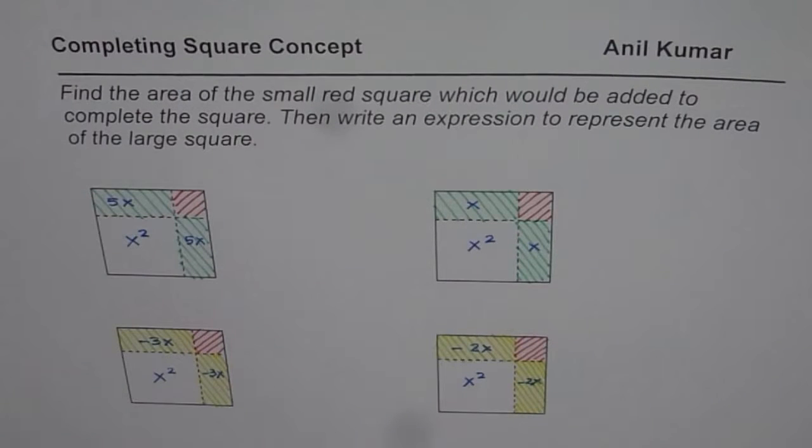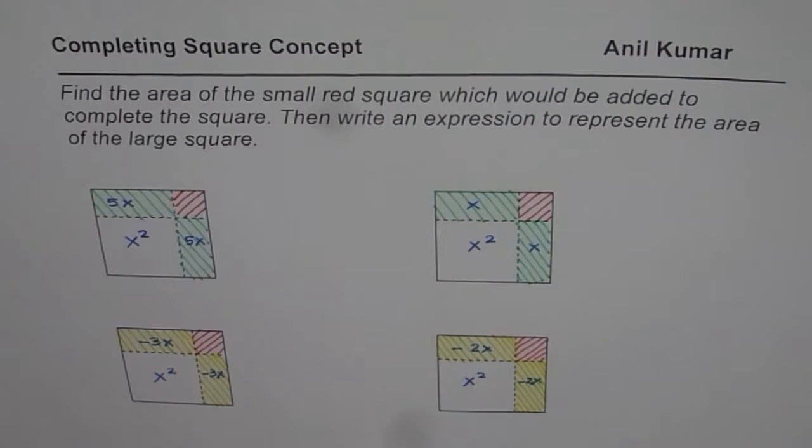I hope that this video is going to help most of my students and subscribers to understand the concept of completing squares. The question here is, find the area of the small red square which would be added to complete the square. Then write an expression to represent the area of large square.